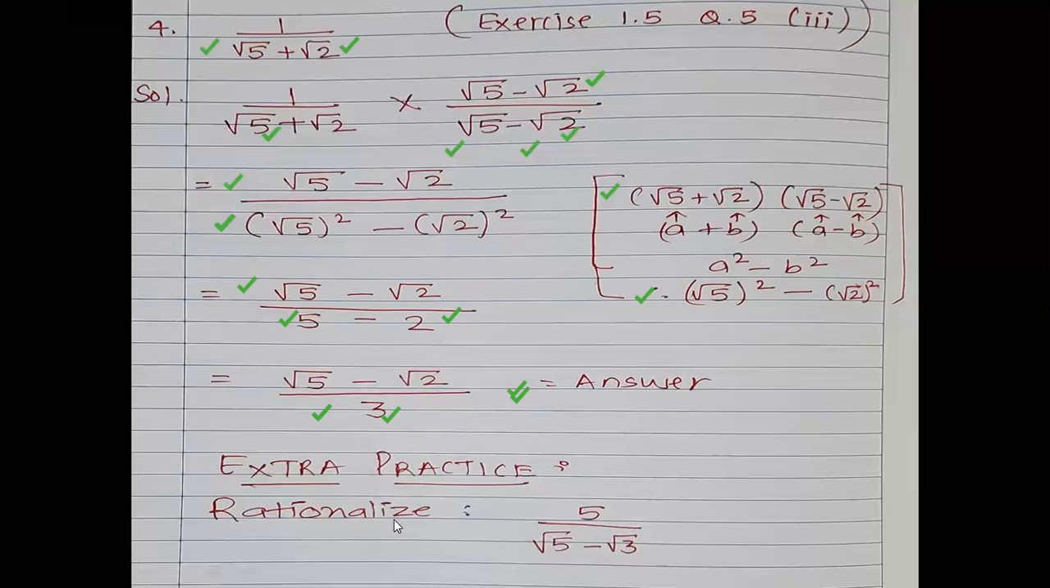Here the question is rationalize 5 upon root 5 minus root 3. Let us get to the next question of the exercise.